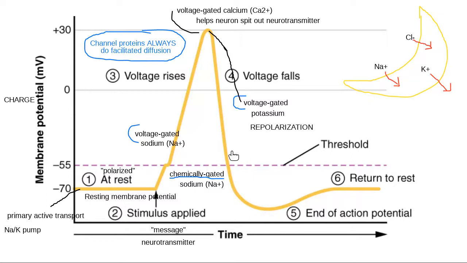The only thing that opens at negative 55 right here are those voltage gated sodium channels. They open up at what we call threshold. That's the voltage that opens them. The voltage that opens these is positive 30. So it's different charges that open different channels.